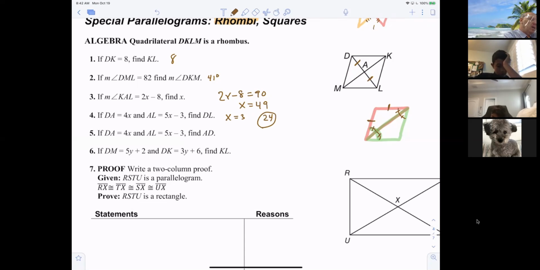If DA is 4X and AL, isn't that the same thing, right? Yeah, except we have to find AD. All right, which is the same. You're right. Let's just set them equal to each other, and what do we get?